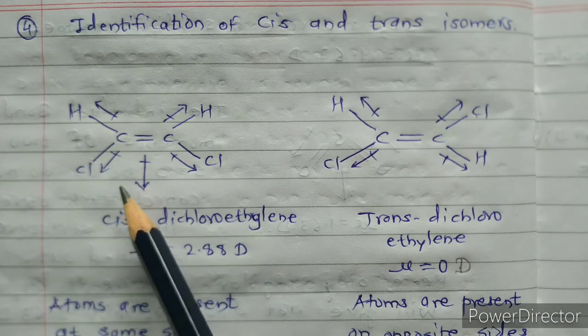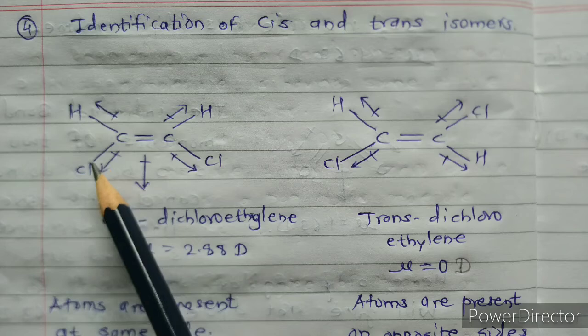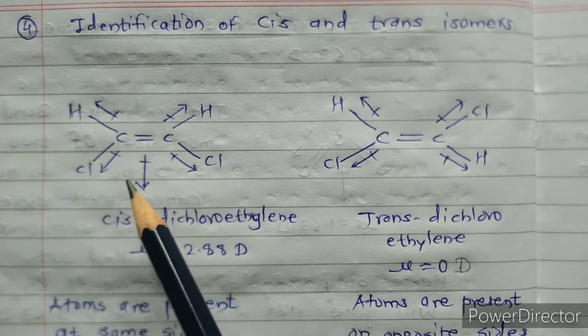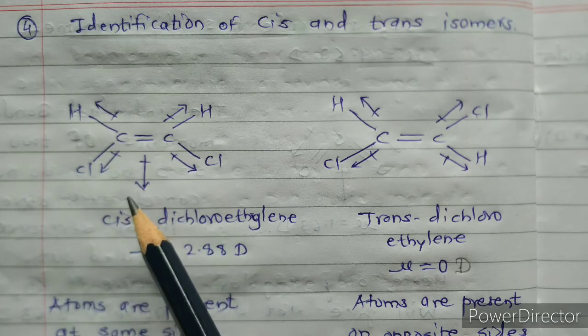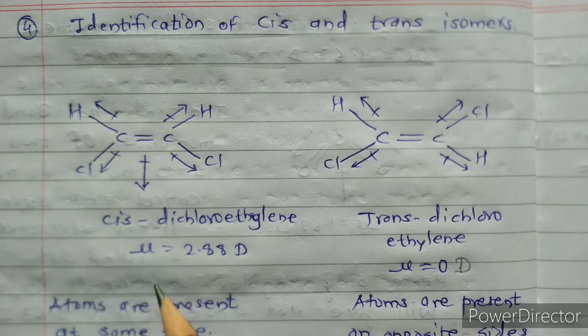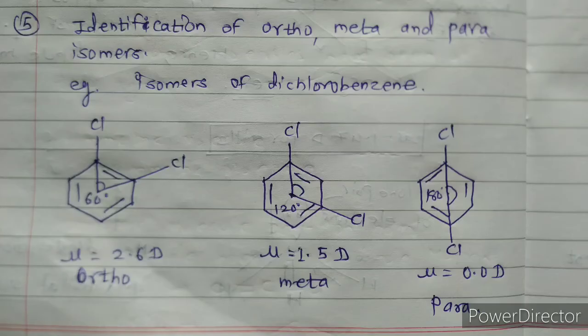But in the case of cis-dichloroethylene, the bond moments are not cancelled, but the resultant bond moment will be enhanced and the molecule possesses a net dipole moment. Therefore, the value is mu equal to 2.88 D for cis-dichloroethylene, and in the case of trans-dichloroethylene, mu, that is the dipole moment, is equal to 0 D, meaning this molecule doesn't have any dipole because it is trans-dichloroethylene. With the help of dipole moment, we can also identify the ortho, meta and para isomers.